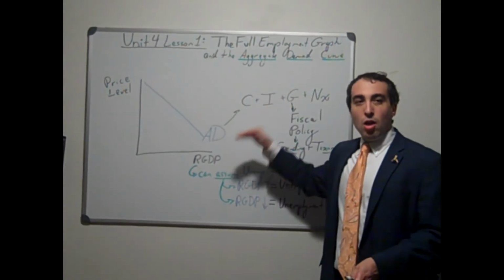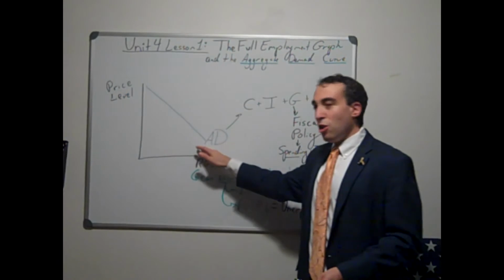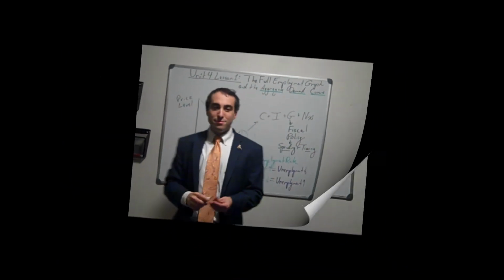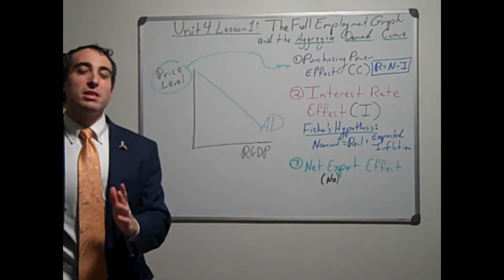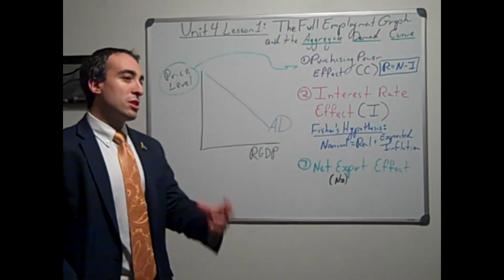Now we're going to take a look at, even though aggregate demand and real GDP are the same formula, why the aggregate demand curve is downward sloping compared to price level. So now we have the three reasons why the aggregate demand curve is downward sloping.